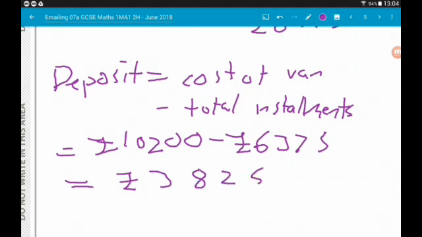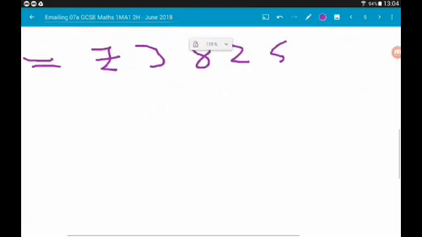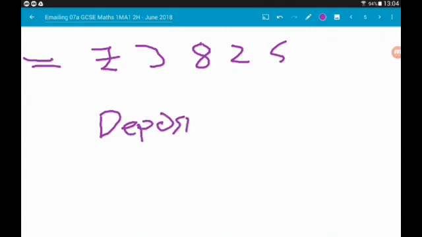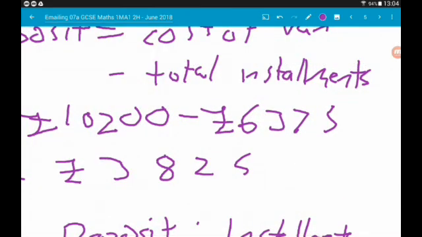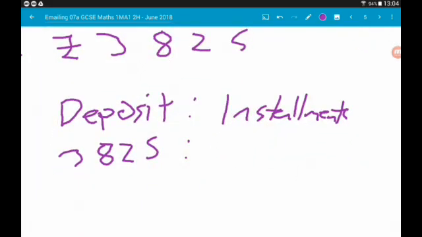Okay, so now we know the deposit and we know the total amount of the 12 instalments. So we can start to put our ratio together now. So the deposit to the instalments is 3,825 to 6,375. Okay, so that is the ratio. It's just now not in its simplest form.